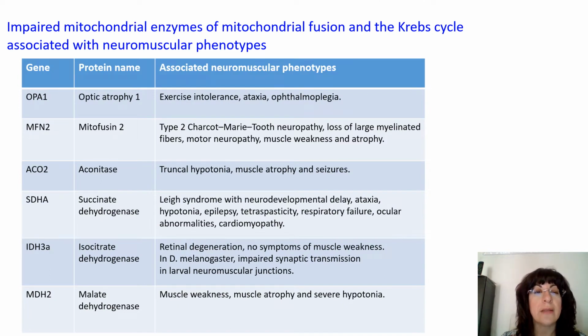Here you can find the neuromuscular phenotypes related to the alterations we have already seen. Note that in the case of isocitrate dehydrogenase, mutations in this gene are not associated with neuromuscular symptoms in humans, but only to retinal degeneration. On the contrary, in Drosophila melanogaster, mutations found in the corresponding gene are associated with impaired synaptic transmission.